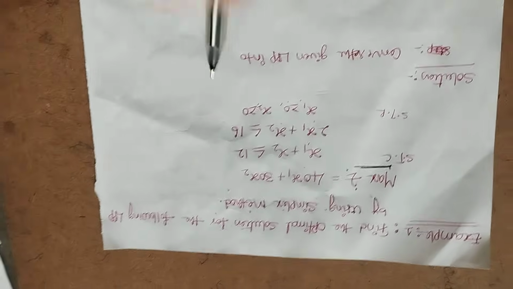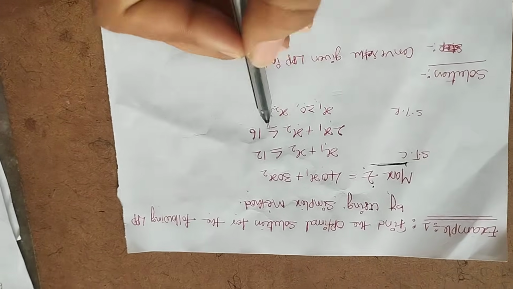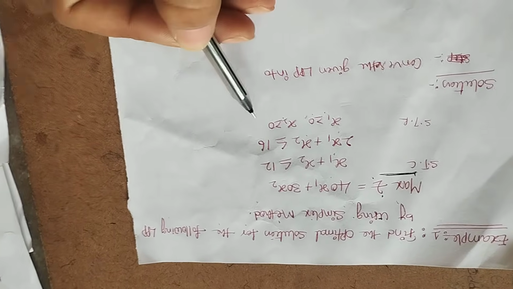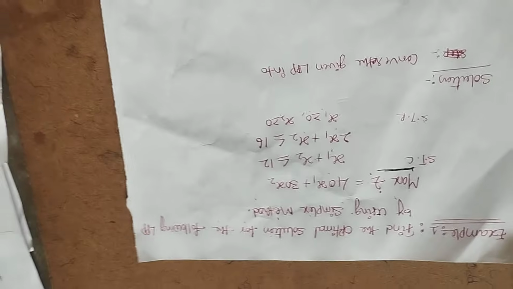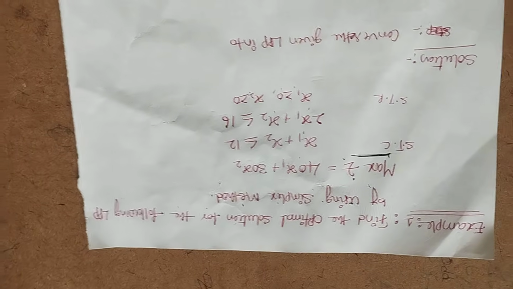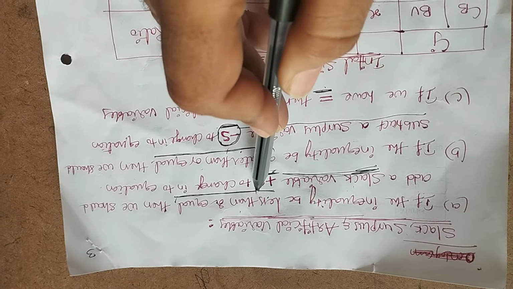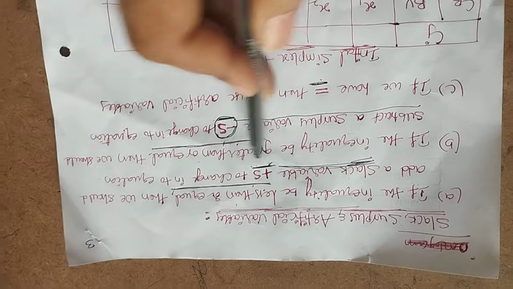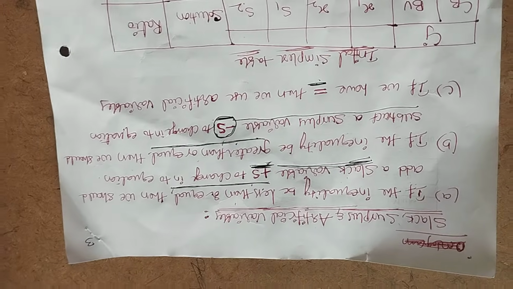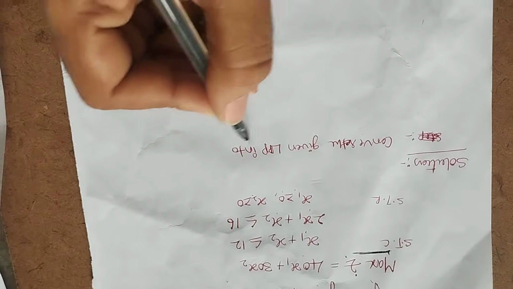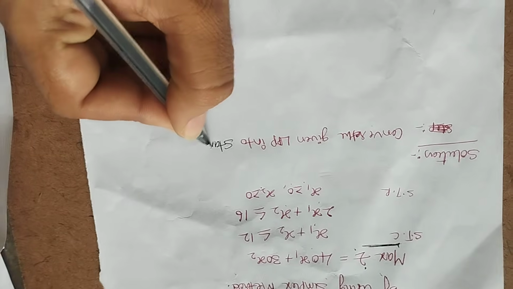So here, what should be added? Should it be a slack variable, surplus variable, or artificial variable? As we have seen with artificial and surplus variables, we know the condition. If the inequality is less than or equal to, then what should be added? Plus s. See how the equations can be written. Convert the given LPP into standard form.